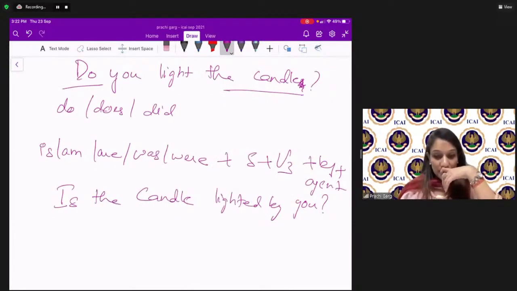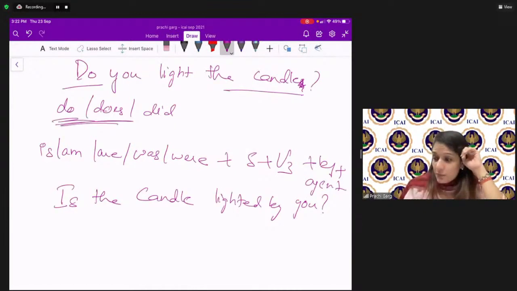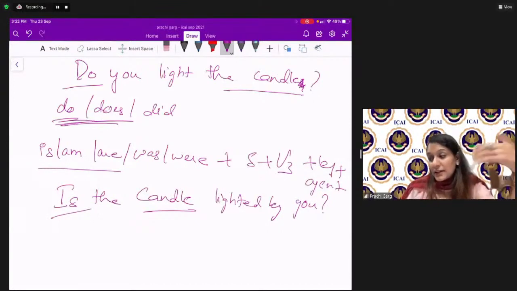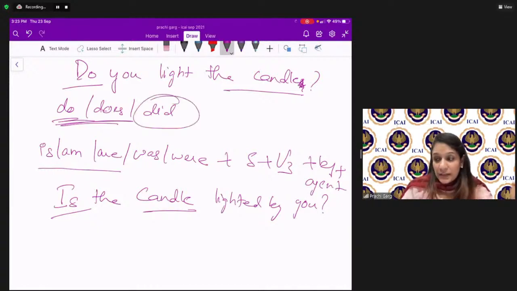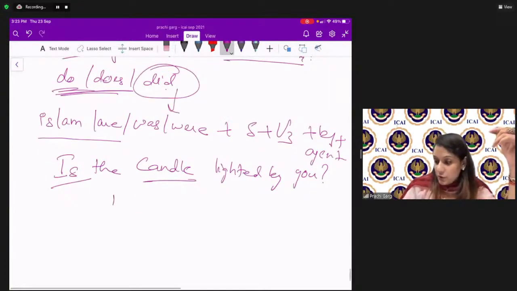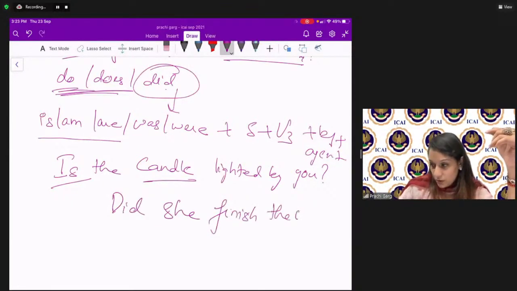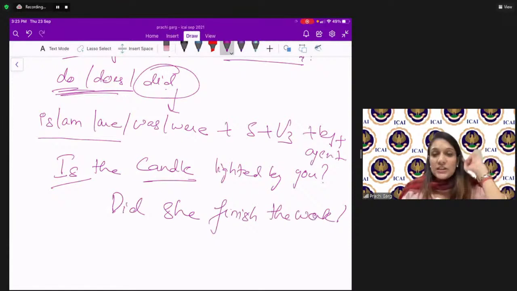Okay, take one more example. For do and does, you will change to is, am, are, depending on the subject. Are the candles lighted by you? So if it would have been candles, then we would have used "are" here. Are the candles lighted by you? Okay. If the question starts from did, it will change to was or were. So look at the next example and you will tell me the conversion. Did she finish the work? Okay, quickly change this into passive. I've told you the structure, now you can do it by yourself.